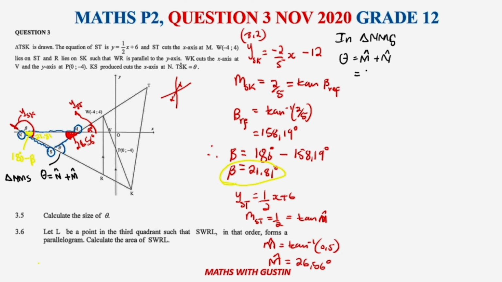All right, so now let's see. M is given by 26.56 plus what do we have here? We have N as 21.81. Therefore theta is going to be equal to, let me check on my calculator here, it's giving me 48.37. All right, so this is our angle theta here. We managed to get it right, guys.